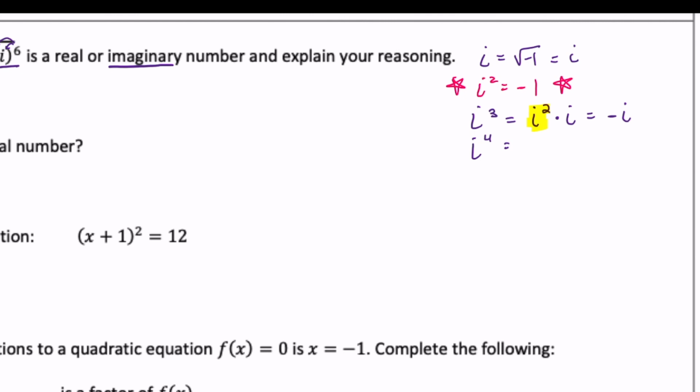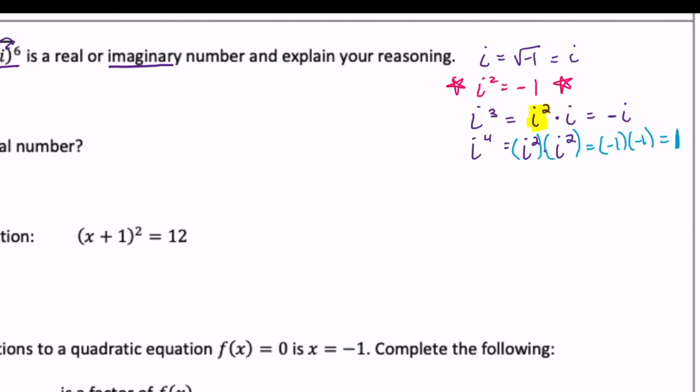i to the 4th is just i squared times i squared. So you might be thinking, okay, well, since it's an even number, it's just going to be -1 like i squared was. But pause and think about it. i squared and i squared are both -1. So i to the 4th would be -1 times -1, which is +1.